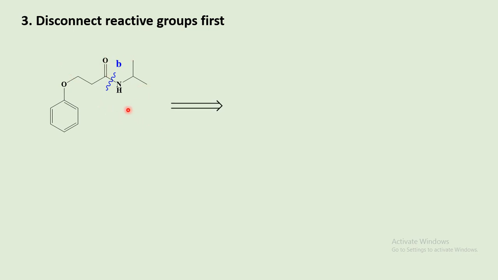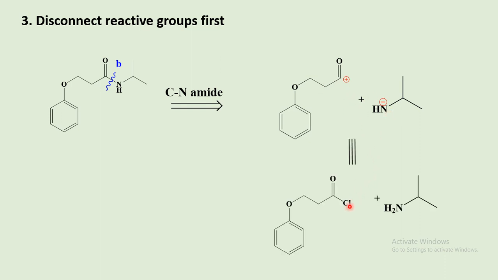So whenever you break the bond B, you get a plus charge over the carbon of carbonyl and a negative charge over the nitrogen of amine, and these two charges can be satisfied with their counter ions like this. Now what we have done, we have broken the bond between nitrogen and carbon, and we have disconnected the more reactive species at the first. Now we are having another functional group, that is ether.